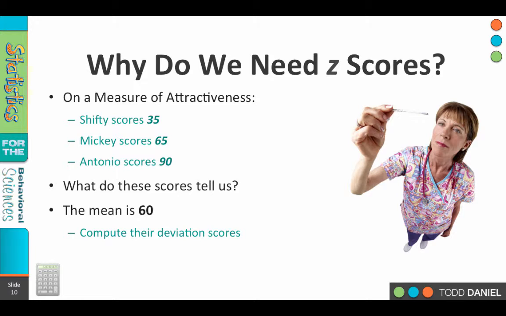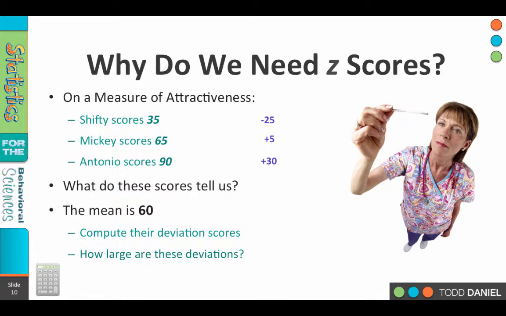So let's start with Shifty. His x score is 35. The mean is 60, which means that he has a deviation of negative 25. That means that he's 25 points below the mean. Mickey has a score of 65. That's just above the mean. If we take 65 minus 60, Mickey has a deviation score of positive 5. And Antonio has a deviation score of positive 30. That's 90 minus 60. But the question remains, how large are these deviations?